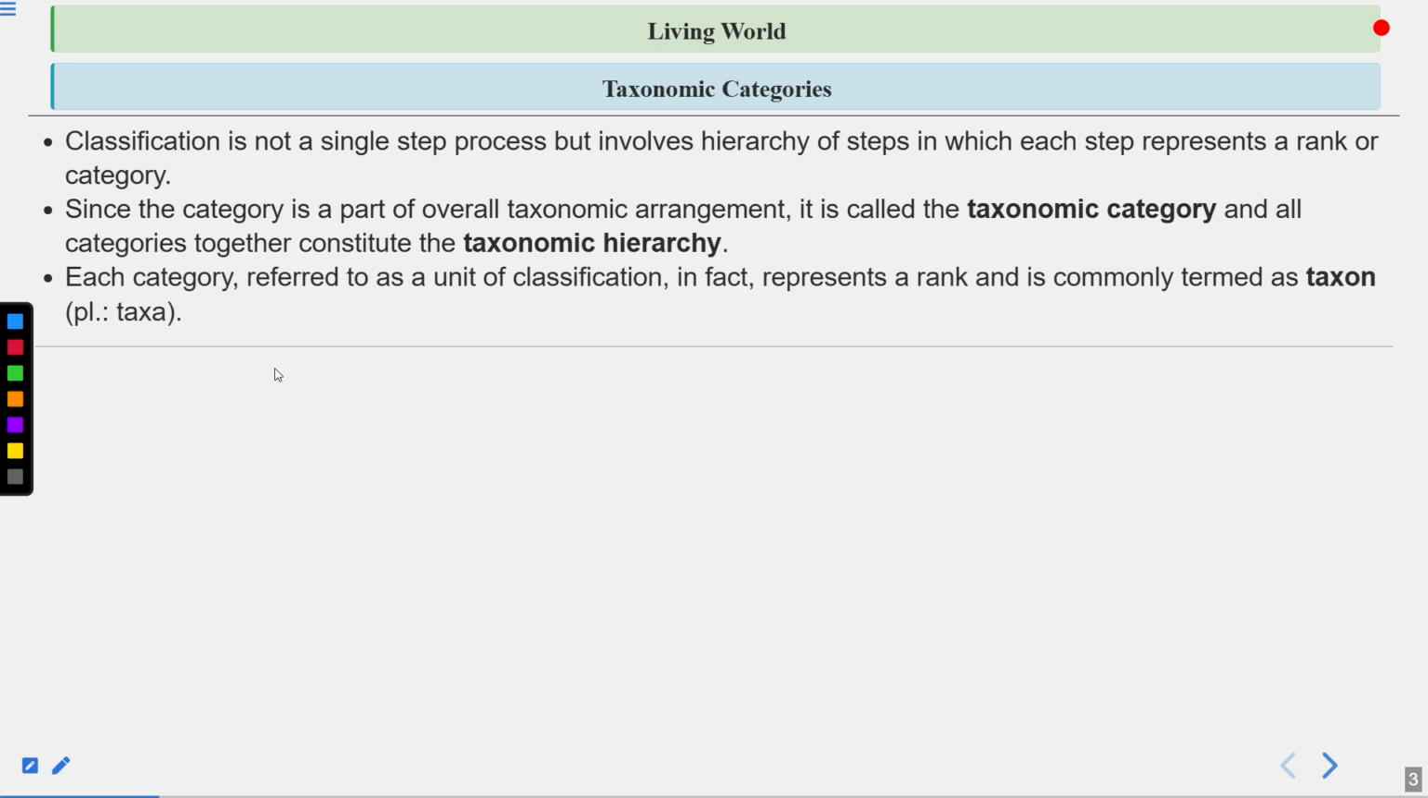Each category refers to as the unit of classification, in fact represents a rank and is commonly termed as taxon. So category is what? It is a unit of classification. And this category represents a rank, or you can say a level. And it is commonly termed as a taxon. So what does this mean? This means you can call category as a taxon also. So taxonomic category can be called as a taxon, and it represents a rank or a level.